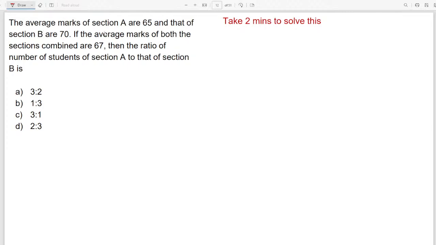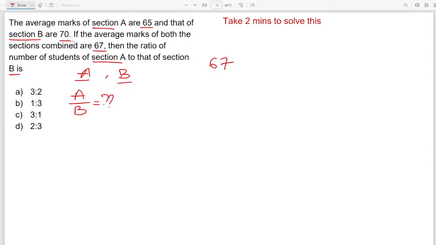They're saying that the average marks of section A is 65 and that of section B is 70. The average marks of both the sections is 67. Then what is the ratio of the number of students of section A to that of section B? So let the number of students in section A be A and section B be B. They have given that the average marks of both the sections combined is 67. And what we have to find out is A by B. A is the number of students in section A and B is the number of students in section B.